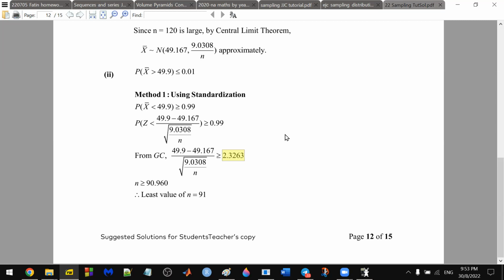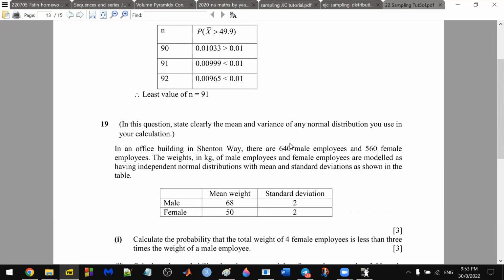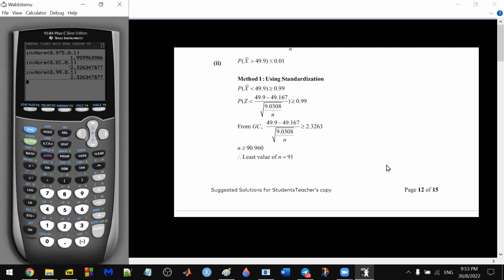Oh, wait, hold on. Let me see. This is question what again? Question 18. 18. Okay. Wait, can you see the screen? Yes, okay, can.